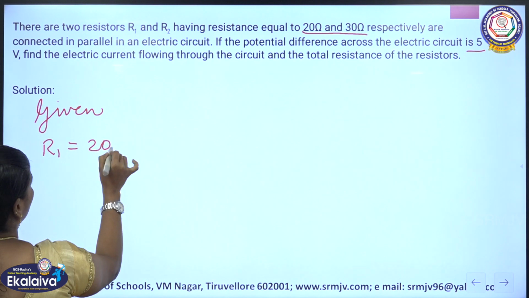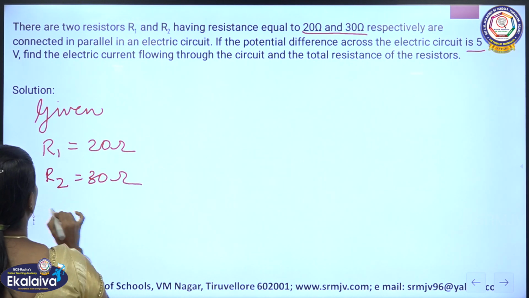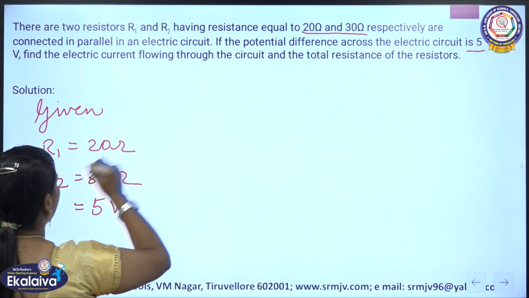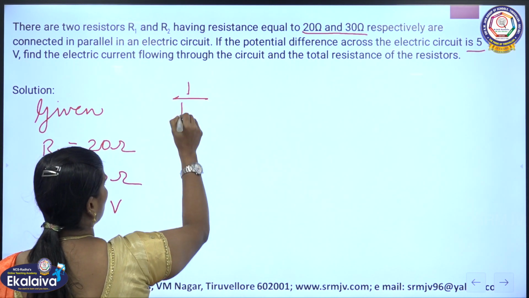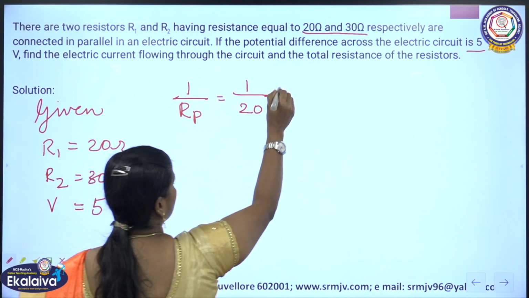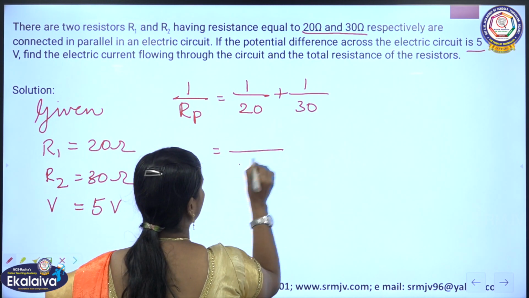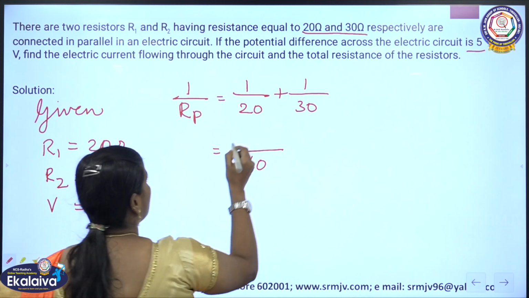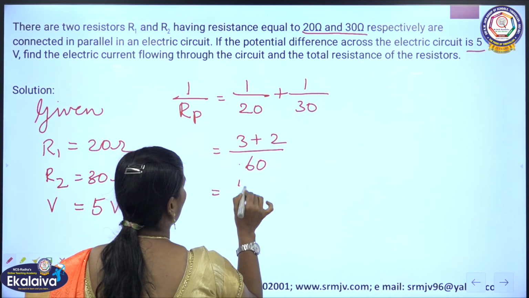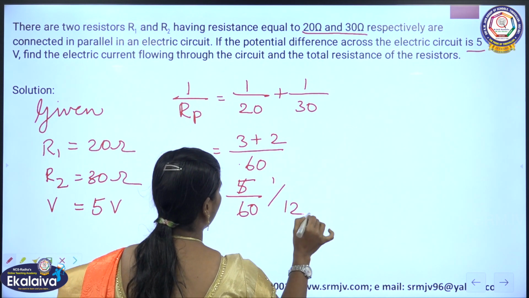R1 is equal to 20 ohm, R2 is equal to 30 ohm, and voltage is 5 volt. First we will find out the total resistance, that is 1 by Rp is equal to 1 by 20 plus 1 by 30. When you take an LCM, it will become 60, and 3 plus 2, so 5 by 60. When I simplify this, I will get an answer of 1 by 12.